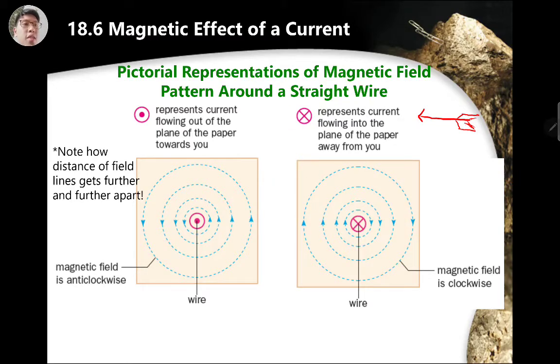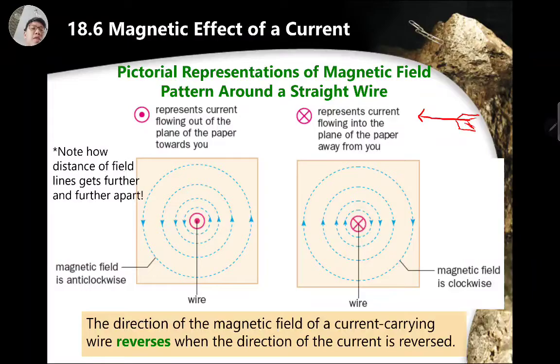But one important thing to know here is that the direction of the magnetic field of a current carrying wire reverses when the direction of the current is reversed. This is what I said just now, and it's an important idea to remember.